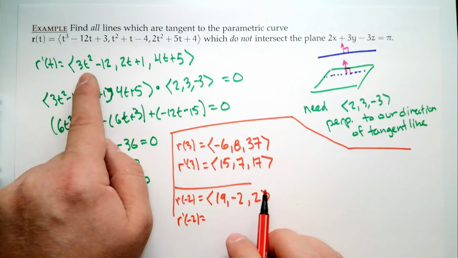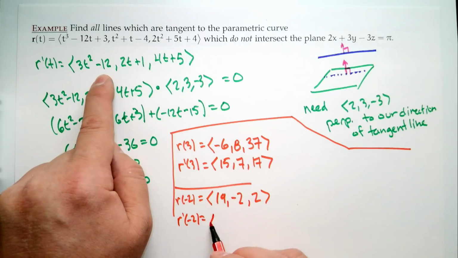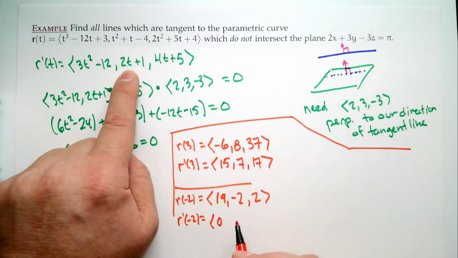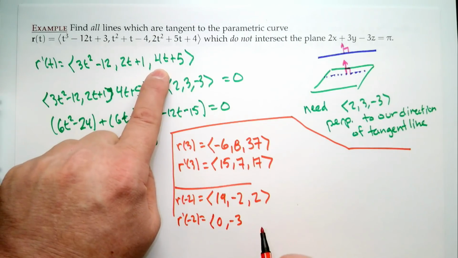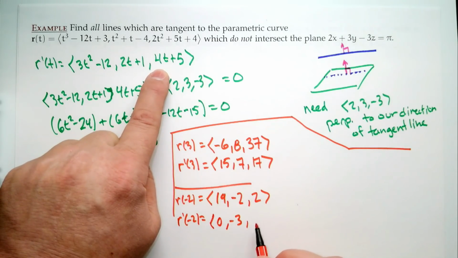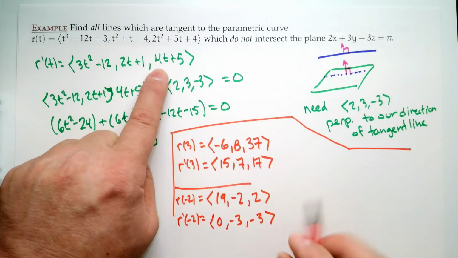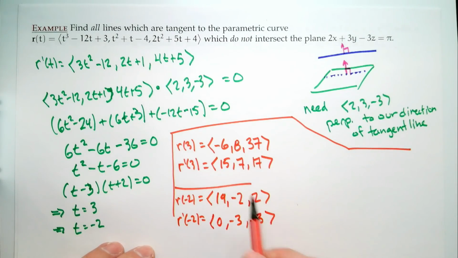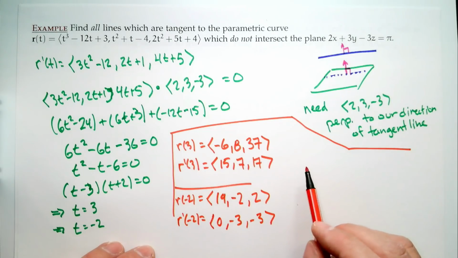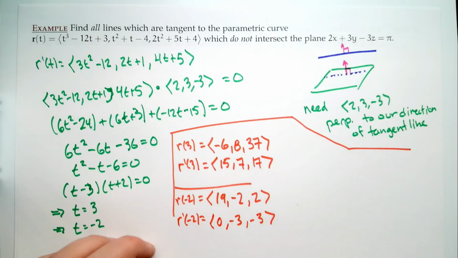And r prime of negative 2. So that's 12 minus 12, which is 0. Oh, that's nice. Minus 4 plus 1, which is minus 3. And minus 8 plus 5, which is also minus 3. And once you have this, now we get our two lines. So, well, we did parametric last time. We'll do vector-valued this time.